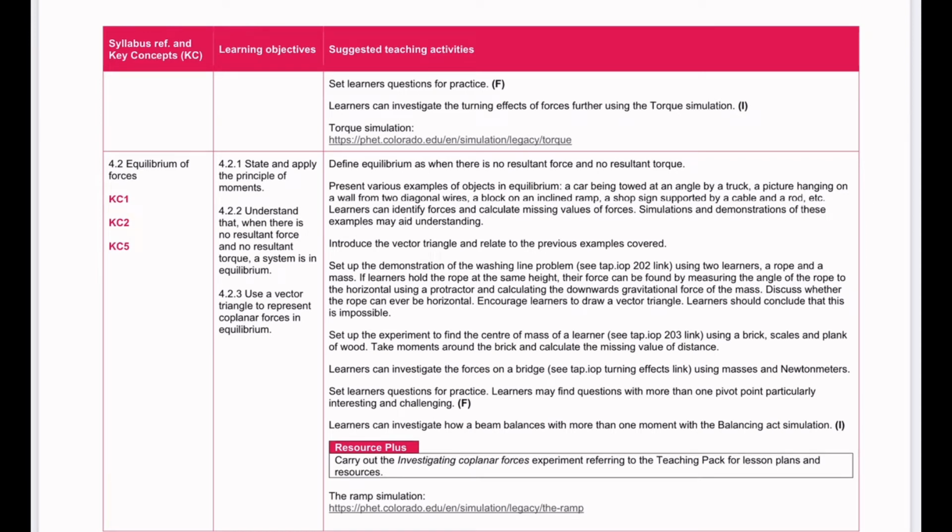The learning objectives. 4.2.1, state and apply the principle of moments. 4.2.2, understand that when there is no resultant force and no resultant torque, a system is in equilibrium. 4.2.3, use a vector triangle to represent coplanar forces in equilibrium.